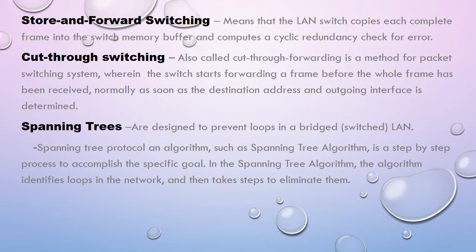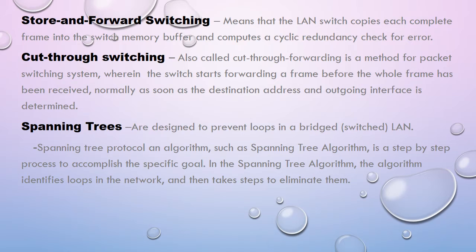Store and forward switching means that the local area network switch copies the complete frame into the switch memory buffer and computes a cyclic redundancy check for errors. Cut-through switching, also called cut-through forwarding, is a method for packet switching systems wherein the switch starts forwarding a frame before the whole frame has been received, normally as soon as the destination address and outgoing interface are determined.